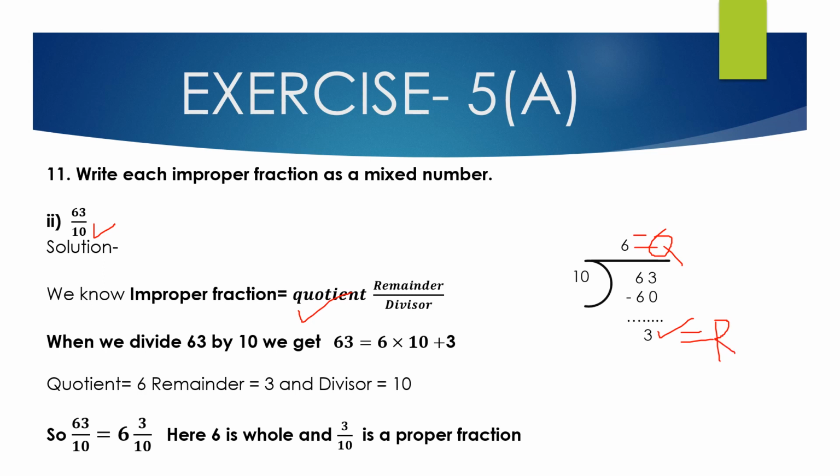So 63 divided by 10 is quotient 6, remainder 3 divided by divisor 10. So 63 divided by 10 is 6, 3 divided by 10. Here 6 is the whole and 3 divided by 10 is a proper fraction. So we get 63 divided by 10 equal to 6, 3 divided by 10, where 6 is the whole and 3 divided by 10 is a proper fraction.